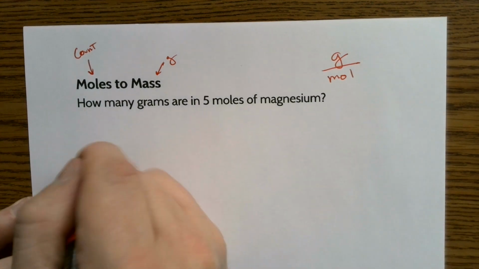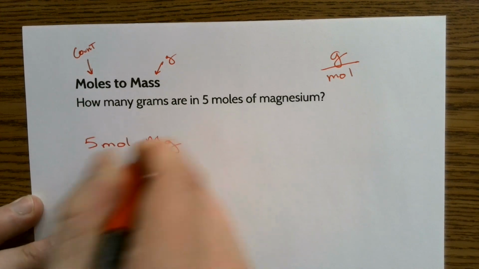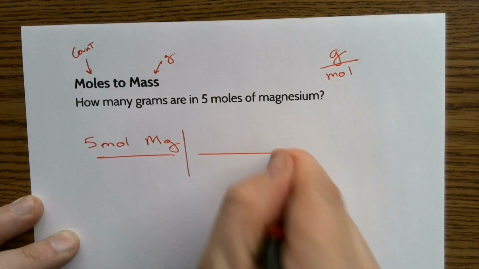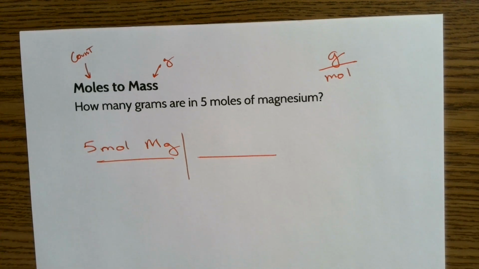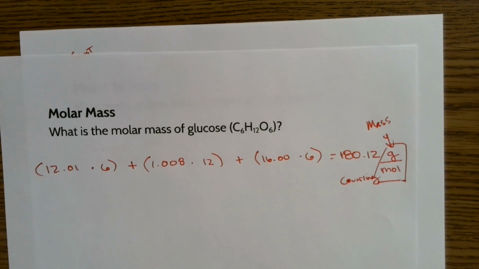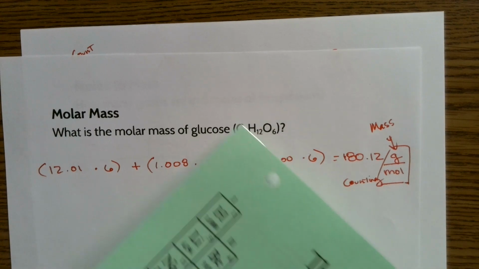Let's write out what we're given. We're given 5 moles of Mg, magnesium. I set up my picket fence like this, and now I need to convert my moles into grams, but that is specific to whatever element we're working with, or it could be a compound, or a molecule like glucose, like we did in the previous video. Let's see if I can find that paper. Yeah, we solved this problem before. If you want to pause it, you can look at it.